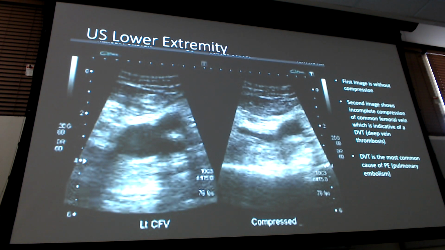Here's what that ultrasound looks like, just so that way it's not the first time you've ever seen it. So the first image is what the vessel looks like on its own, just getting the scan. Okay, no compression.